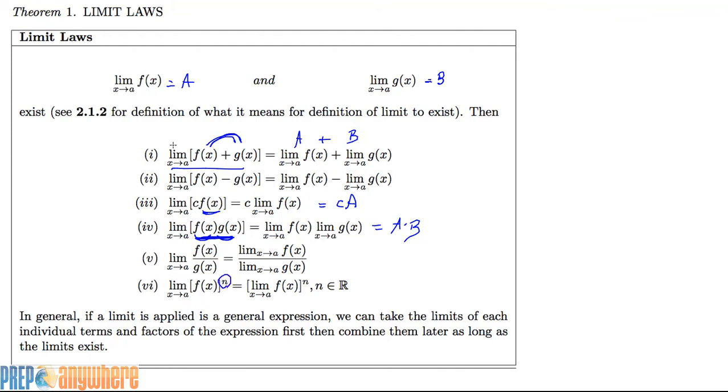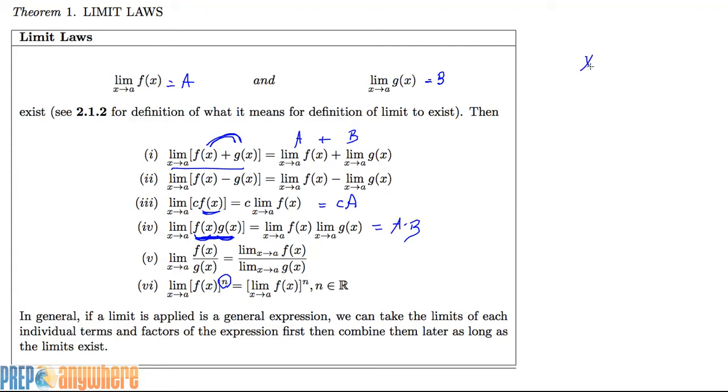So for any operation you see here, plus, minus, times by a constant, product, division, and power, you can ignore those operands. You can just take the limit of the functions first and then worry about the operands after. That's what this is saying, right?